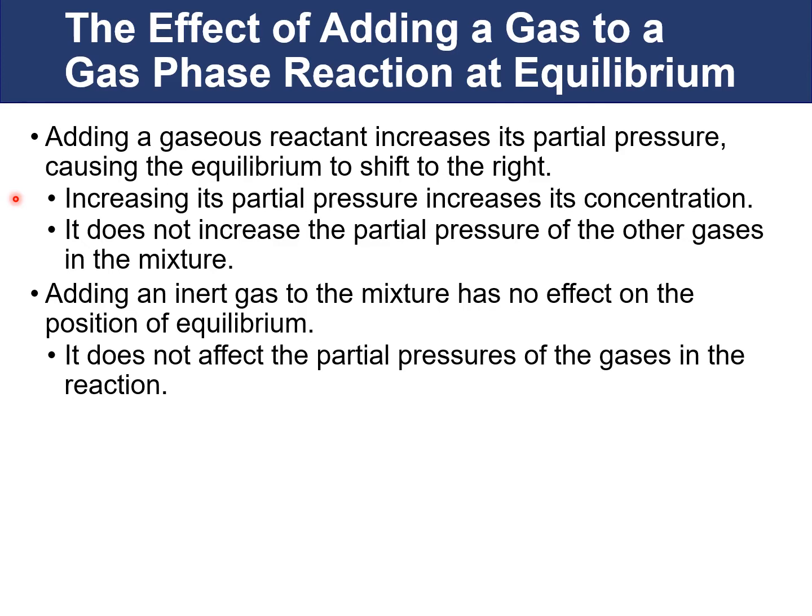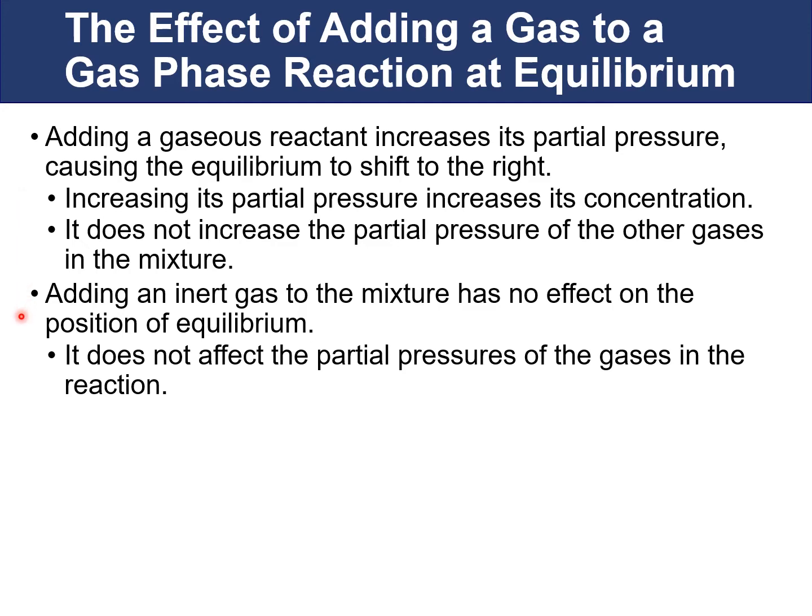So if we add a product, by Le Chatelier's principle, that says that the reaction will move in such a way to remove that product that we added. So if we add one of the product gases, that will increase the Q value, and if Q is bigger than K, then the reaction must shift to the left to form more reactants.